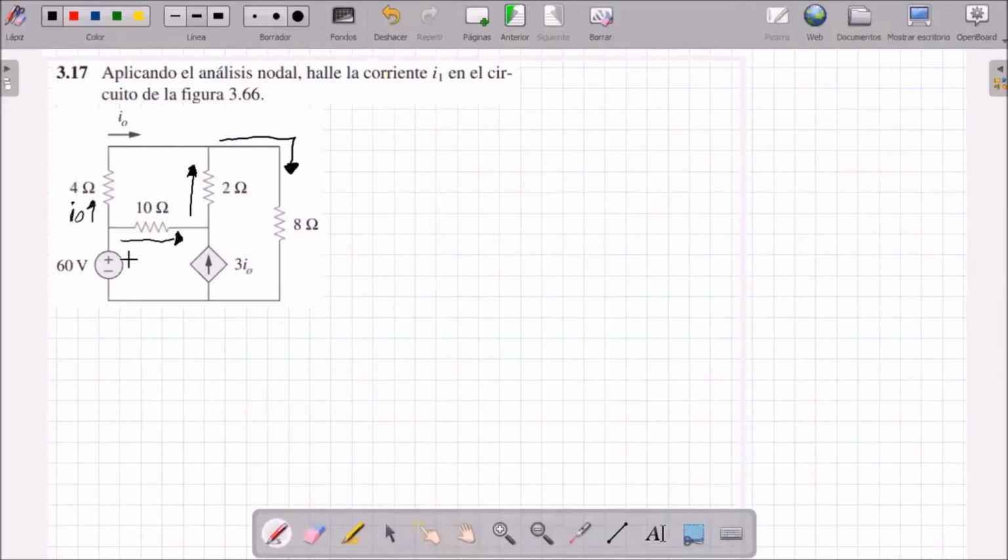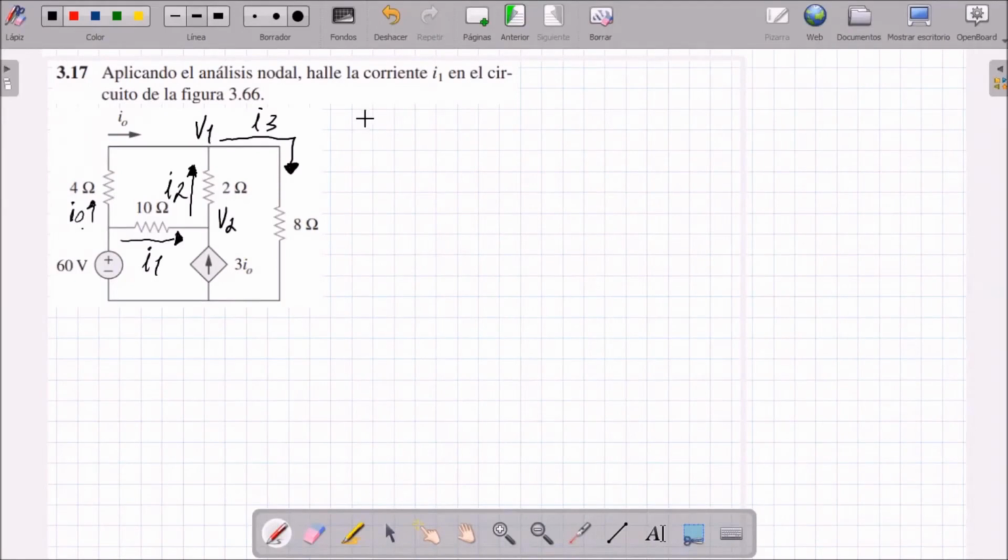Okay, we already have the direction of the currents marked. Now I'm going to give them names. I'm going to call this one I1, the one here I2, and the one that comes here I3. The nodes are going to be this one. Well, this one no longer has a value of 60. I'm going to put it here as node B1 and node B2.